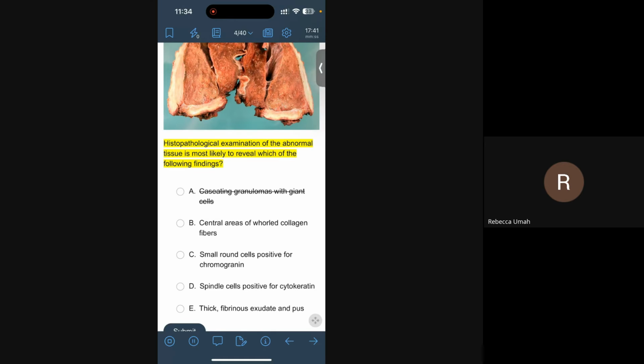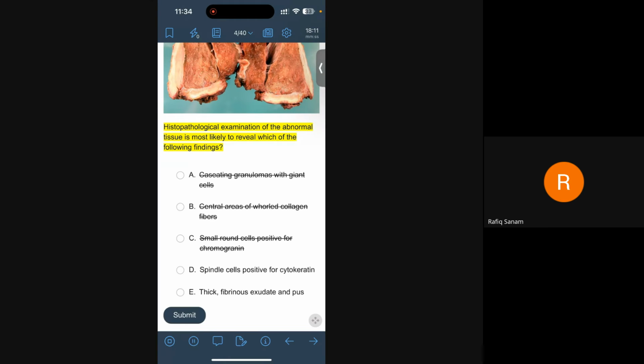Central areas of dense collagen fibers. Do you know where you are going to see this? You are going to see this in silicosis. Okay. Small round cells positive for chromogranin. Small cell lung carcinoma. Yes, you are going to see this in small cell lung cancer. Okay, now we are left with D and E.